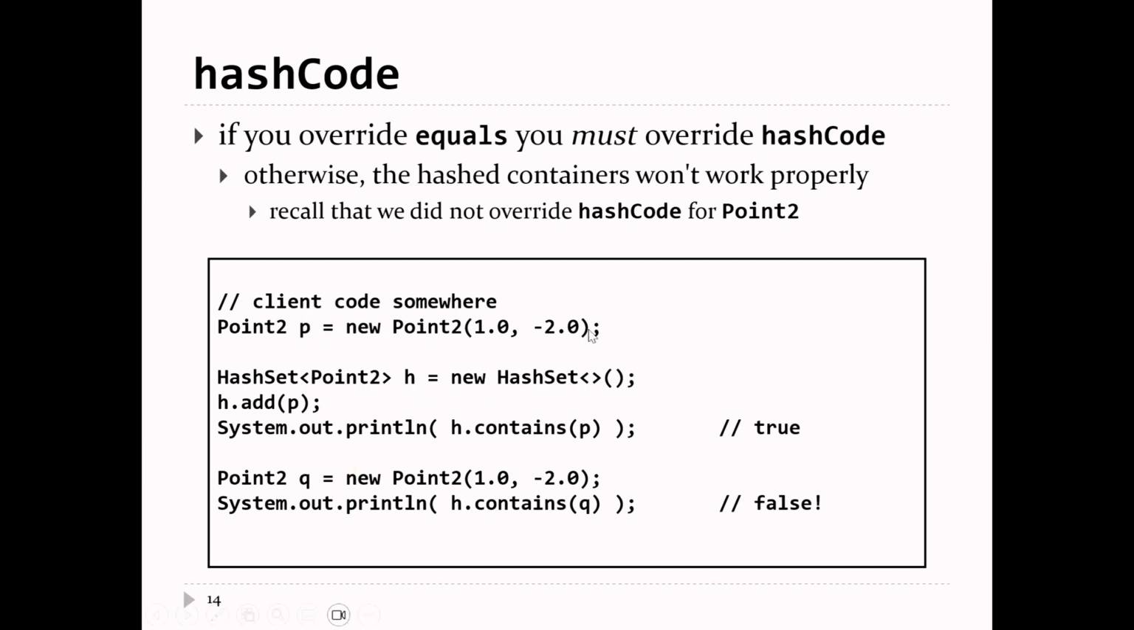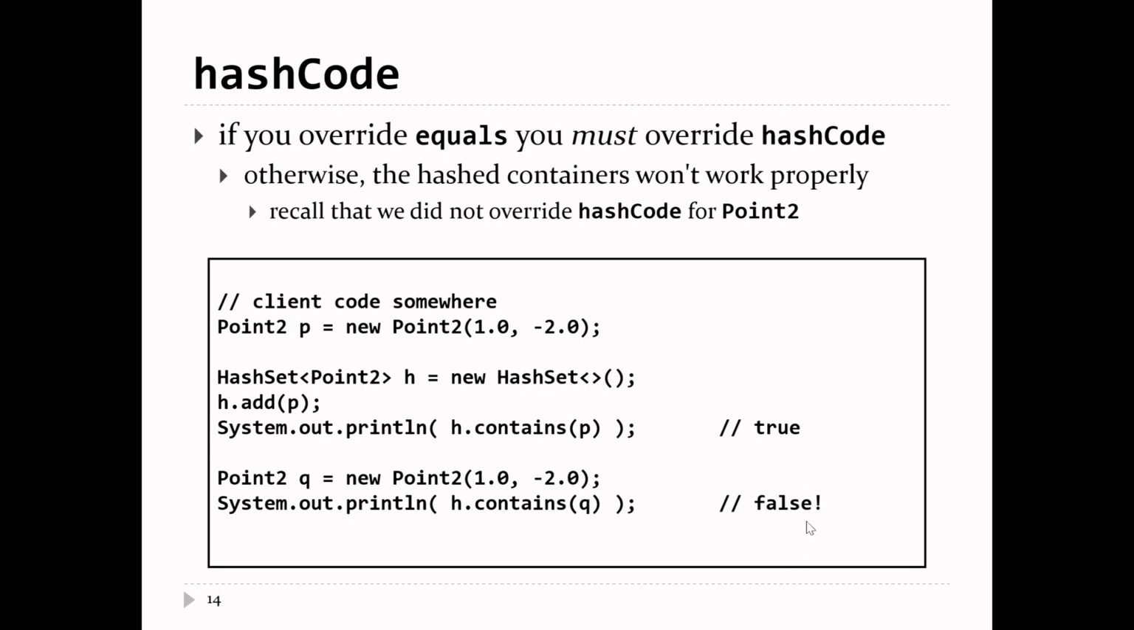If you take P and put it into a HashSet or a HashMap, it doesn't matter which, and ask the set whether it contains the point P, you get back the answer true, which is good. We just put it in. So h.add(P) and then does it contain P? That had better be true. The problem is, if you ask the HashSet, do you contain the point Q? Now you get back the answer false.